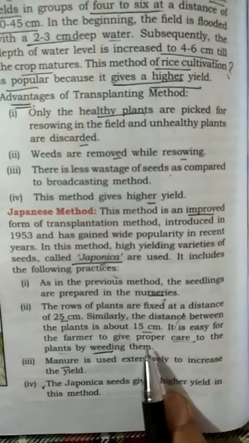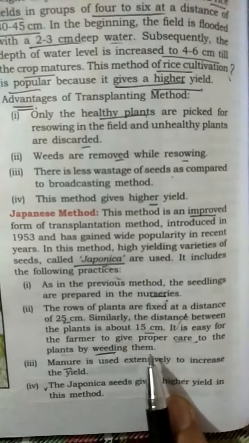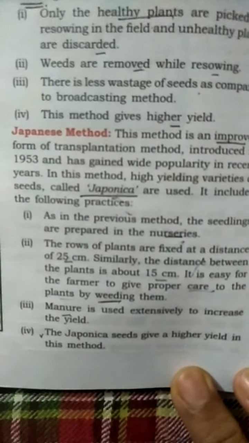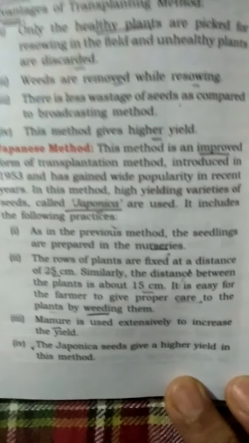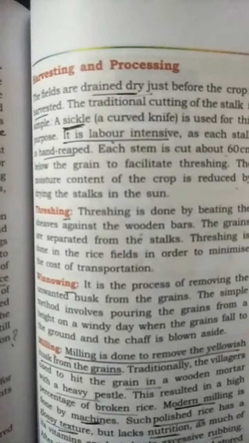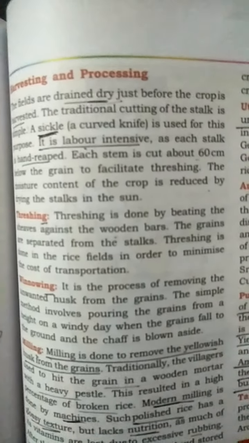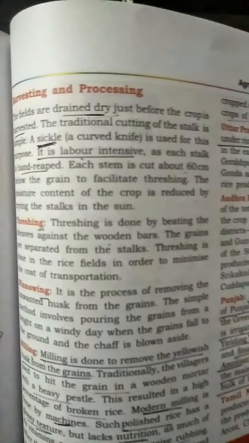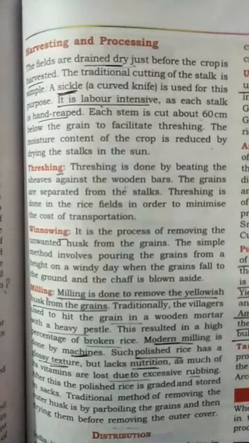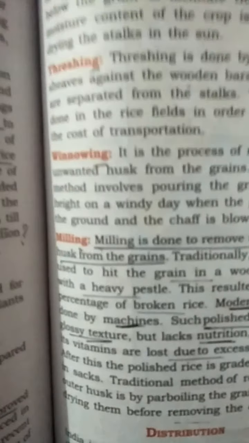So it is very easy for the farmer to give proper care to the plant by weeding them when the distance is sufficient. Manure is supplied to the field extensively. And harvesting and processing: the fields are drained dry just before the crop is harvested. Earlier, the sickle was used to cut the crop. Therefore, it was very labor intensive, because for each and every work, labor was required. Then the next step is threshing, winnowing, milling.